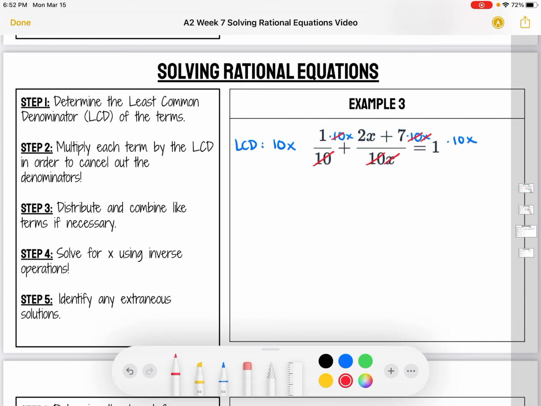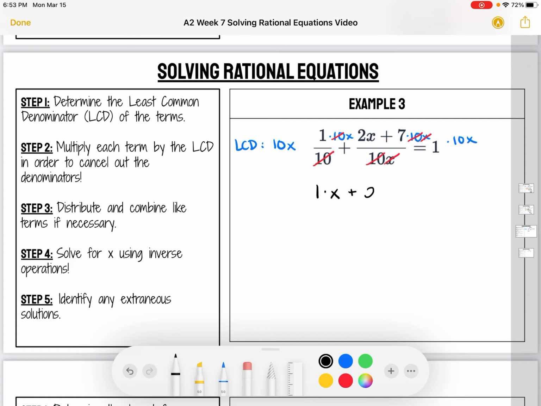So I want the least common denominator. Since the denominators have the 10 in common, I know I need to multiply by 10, and then the second denominator also had an x. So I'm going to have to include the x to get rid of that, okay? So now 1 times x is what I'm left with here.